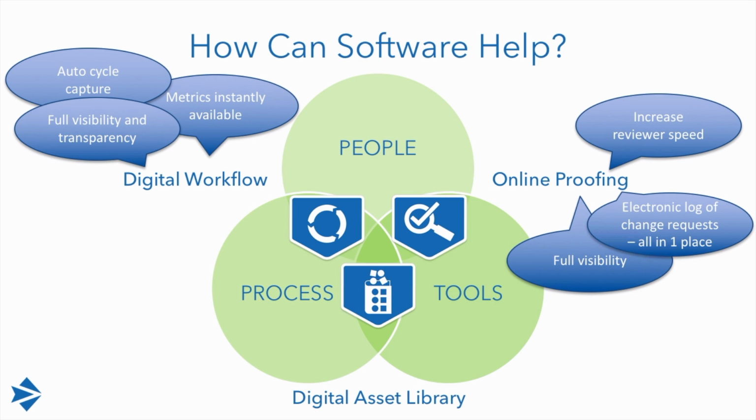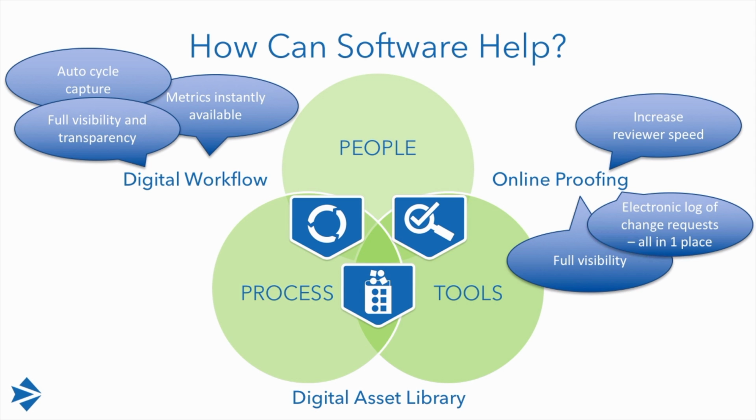Online proofing increases reviewer speed. And so this is just basically using a web browser to do artwork approval. So it's getting those approvals out of email and out of this manual hard copy job folder and putting it into a system. And without exception, our clients, when they switch to an online proofing tool, they increase reviewer speed. There are electronic logs of change requests, so if changes are requested, they go right into the proofing window, so everything's all consolidated in one place. And again, you have full visibility and clear change control of who's asking for what and when it was done.